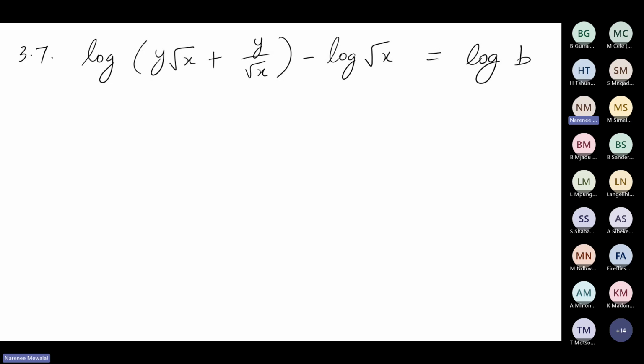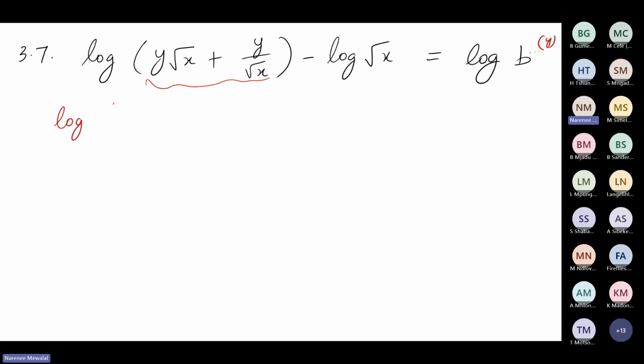In this case, they wanted you to make y the subject of the formula. So you remember the rule that says log A minus log B is equal to log of A over B. But before we do that, let's simplify the stuff here. It looks pretty complicated, so let's simplify it.